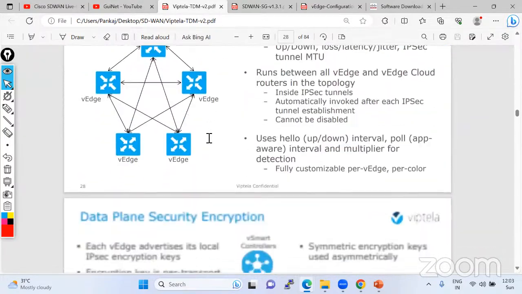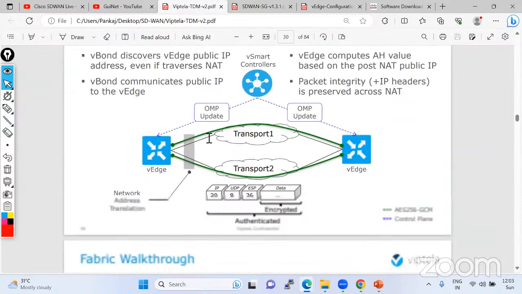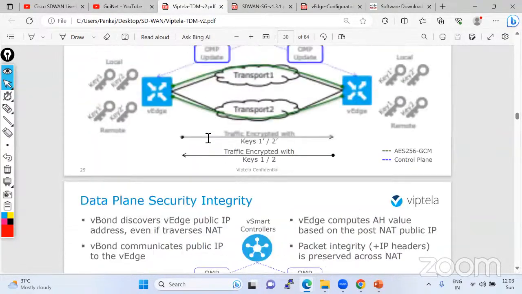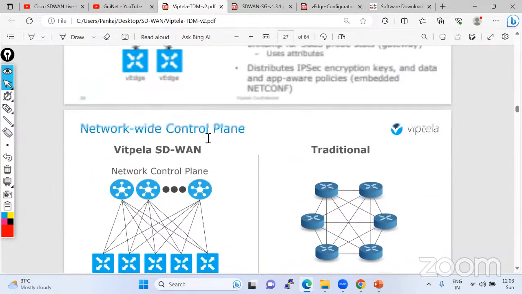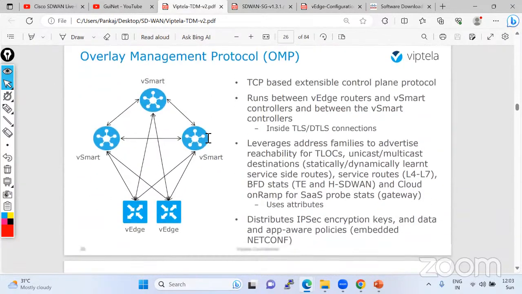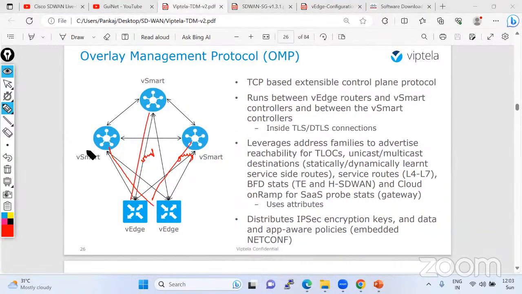Let me summarize in a better way. See, this is the vSmart and the VH. First thing, the vSmart and the VH are going to form the OMP sessions. So all these are OMP. All routing is going to be received from this OMP. Routing is going to be received from the vSmart.